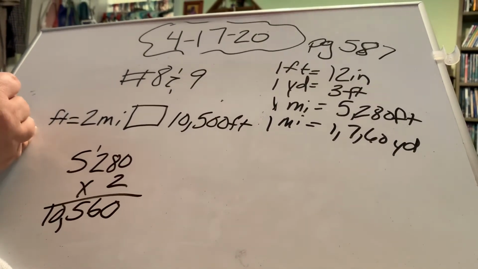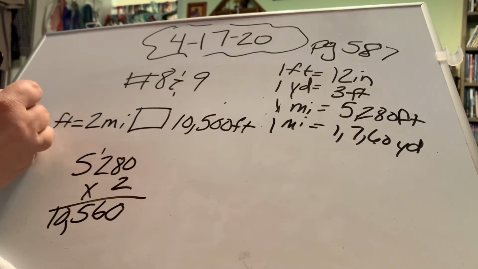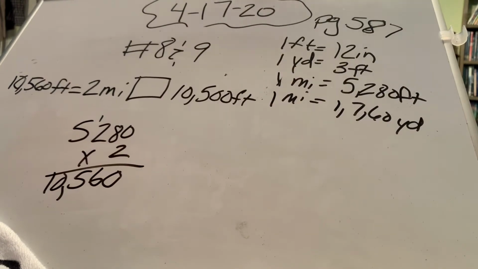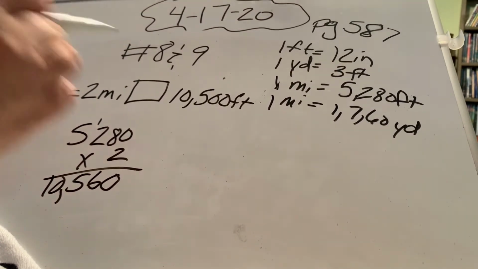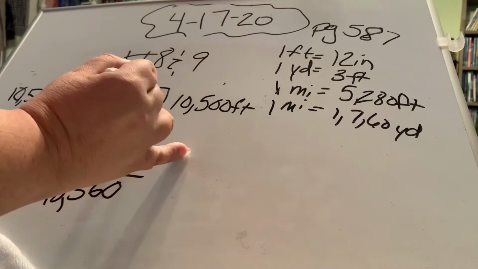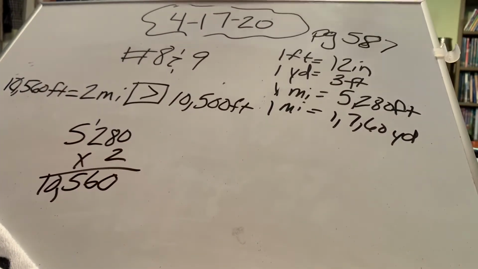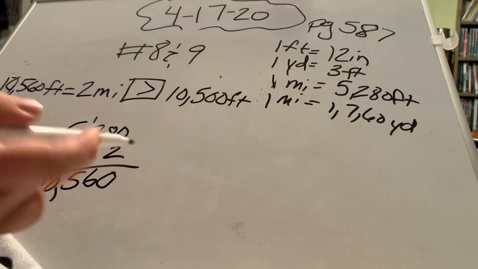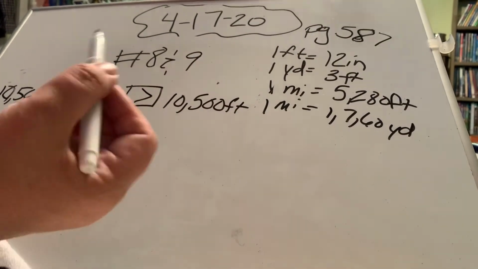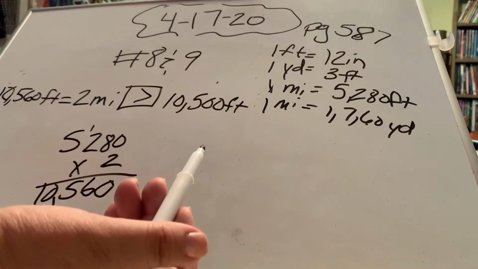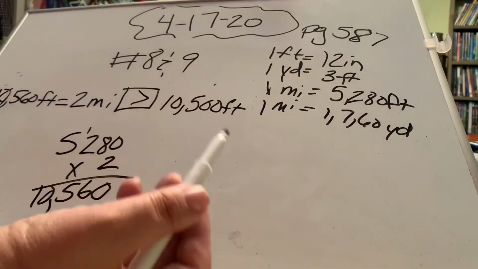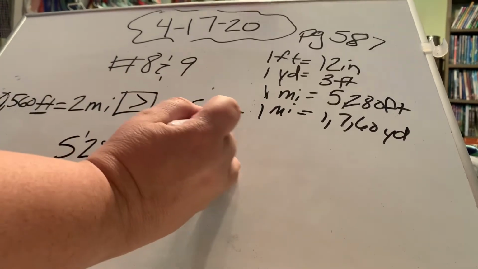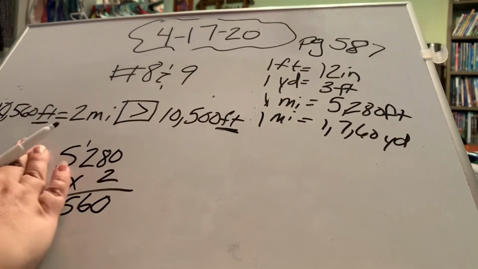So I've got 10,560. I'm comparing it to 10,500. Clearly, this is going to be the larger one. Okay? All right, could you have done it the other way around? Absolutely. It does not matter to me. Just like when you're doing fractions, it doesn't matter as long as they have the same denominator. This way, it doesn't matter as long as they have the same units. Okay? We're going for units this time.